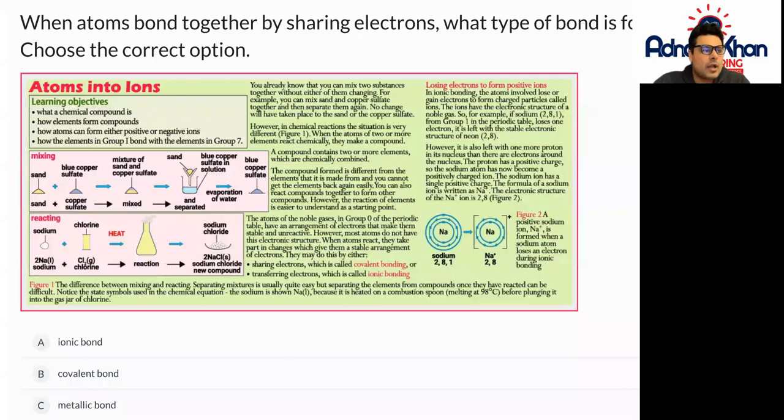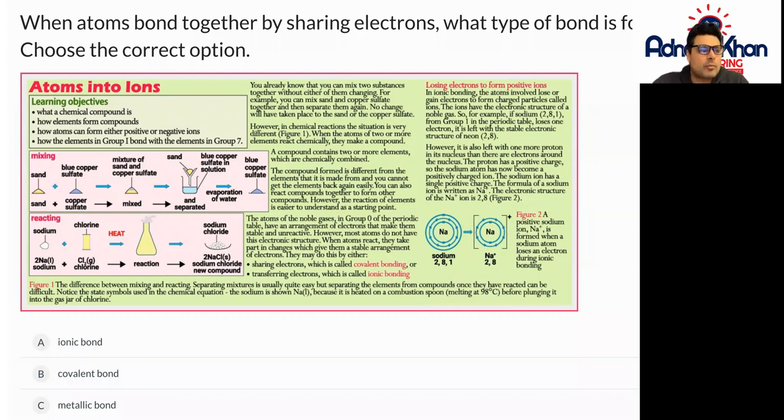So first of all, what is an ion? An ion is an atom or a group of atoms with a positive or a negative charge. Ions are formed when atoms lose or gain electrons to obtain a full outer shell.